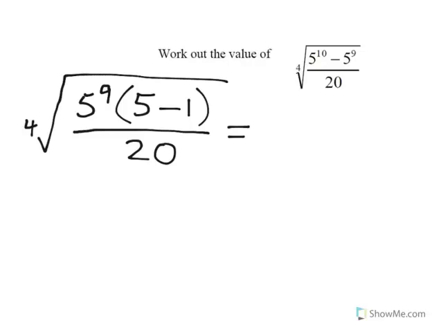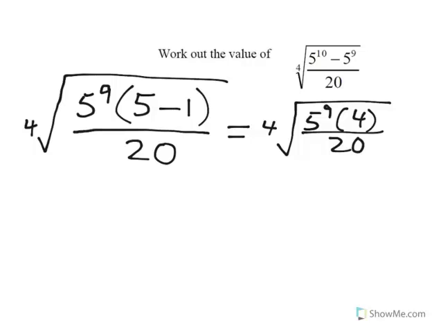Now if we simplify the bracket, we get a 4. 5 minus 1 is 4. So we get 5 to the 9 times 4 over 20. Can you see what the next move is?